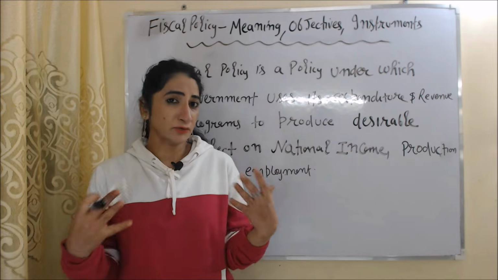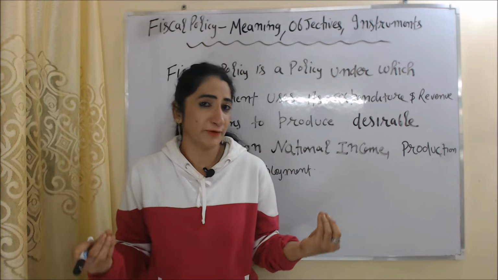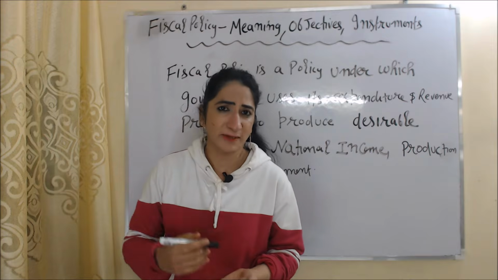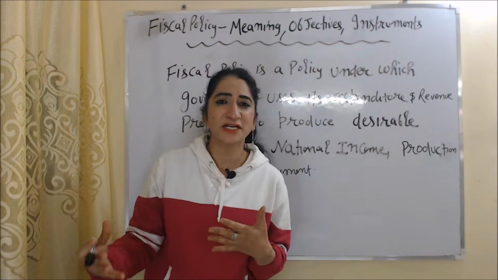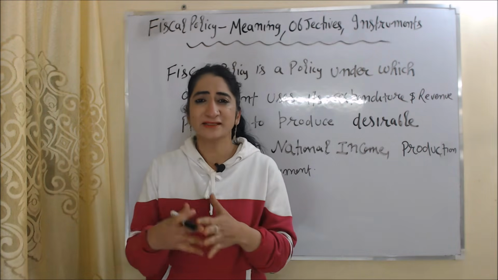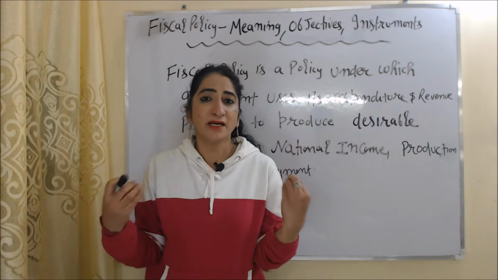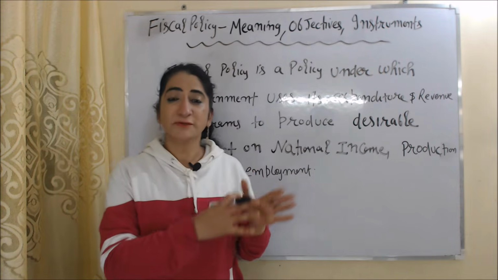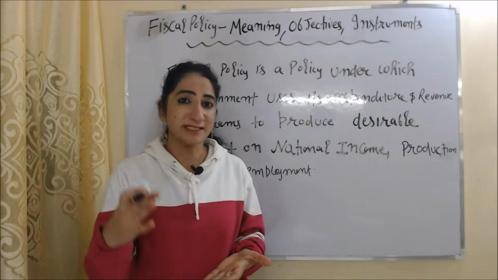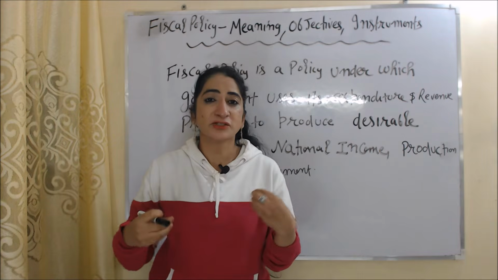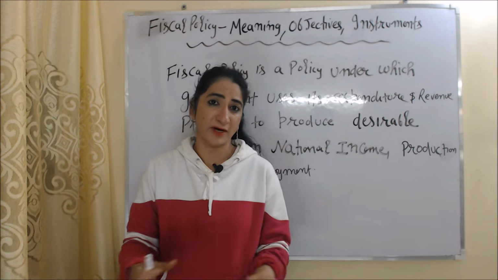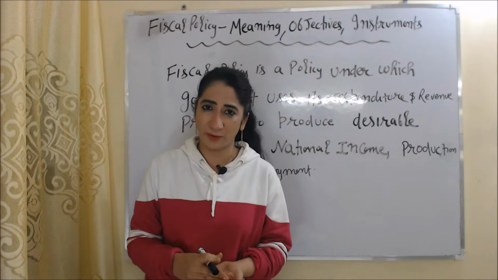As we know, government does so many expenditures for the welfare of society. For example, expenditure on roads, on education, on public health. At the same time, government receives income in the form of taxes. Under fiscal policy, government uses its expenditure and revenue in such a way that it can produce a positive effect on national income, production and employment.